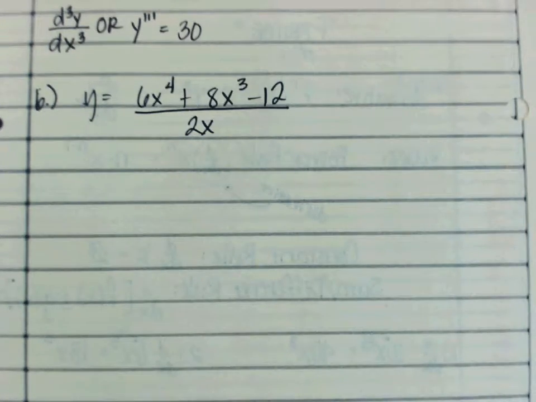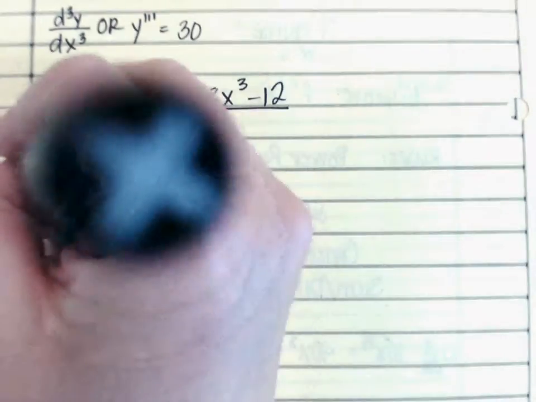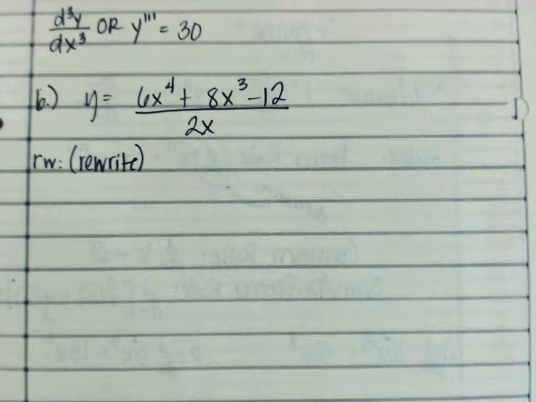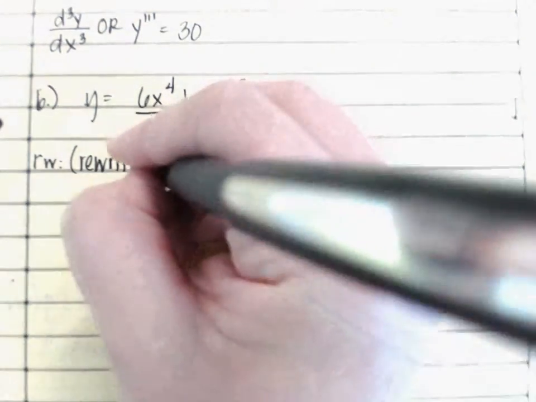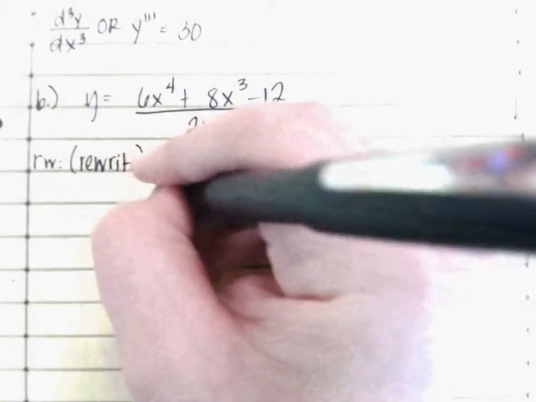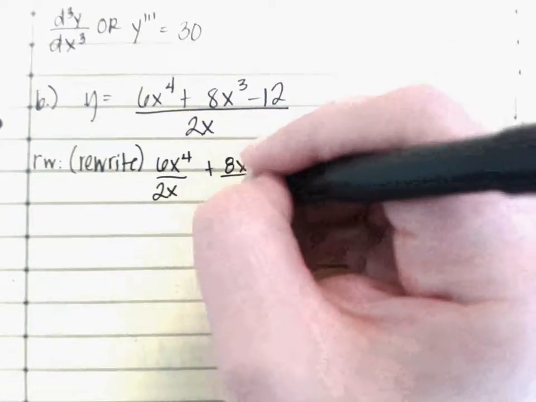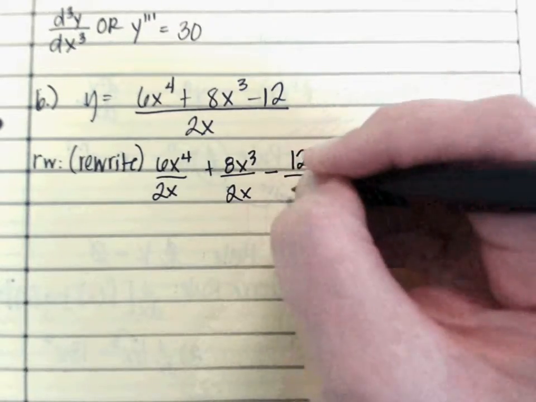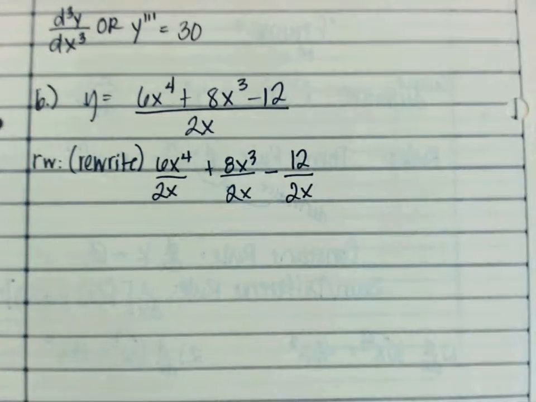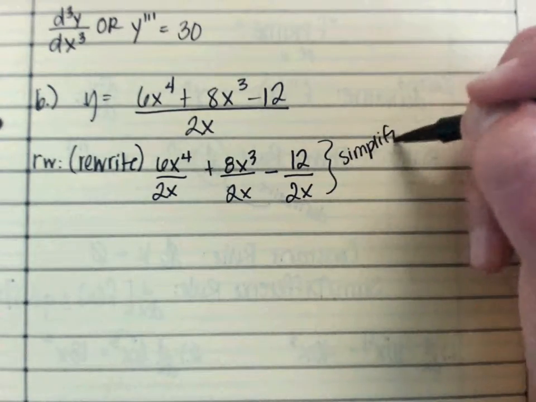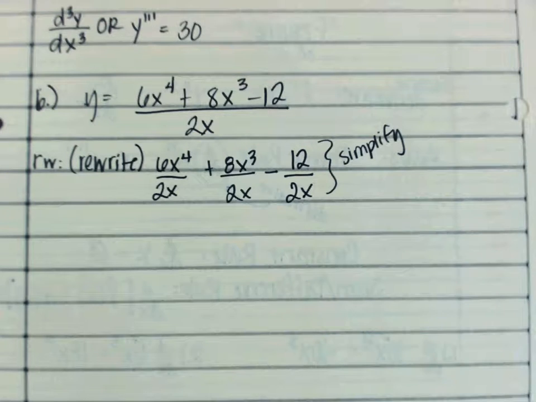Regular algebra skills apply, so I'm going to put RW, that stands for rewrite, and before I take the derivative, I'm going to have to convert that into individual power terms. So I'm going to have 6x to the 4th over 2x. Then I'm going to have 8x cubed over 2x. Then 12 divided by 2x. And what you're going to do is simplify each of those guys to where each of them is a single term that's not a fraction anymore.